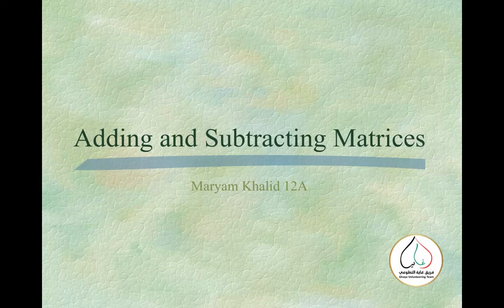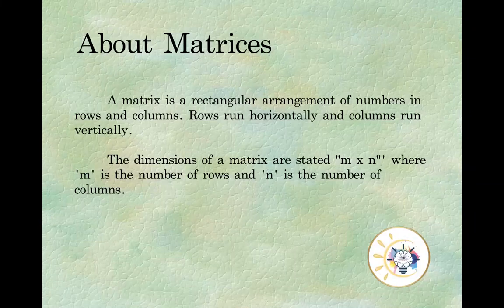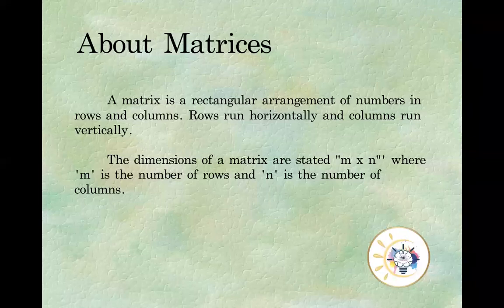Today I'm going to teach you about adding and subtracting matrices. A matrix is a rectangular arrangement of numbers in rows and columns. Rows run horizontally and columns run vertically. The dimensions of a matrix are stated m multiplied by n, where m is the number of rows and n is the number of columns.